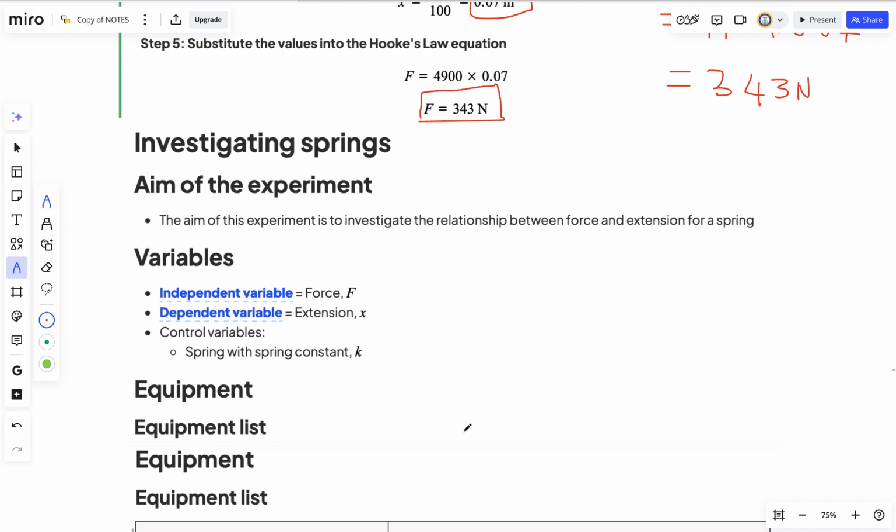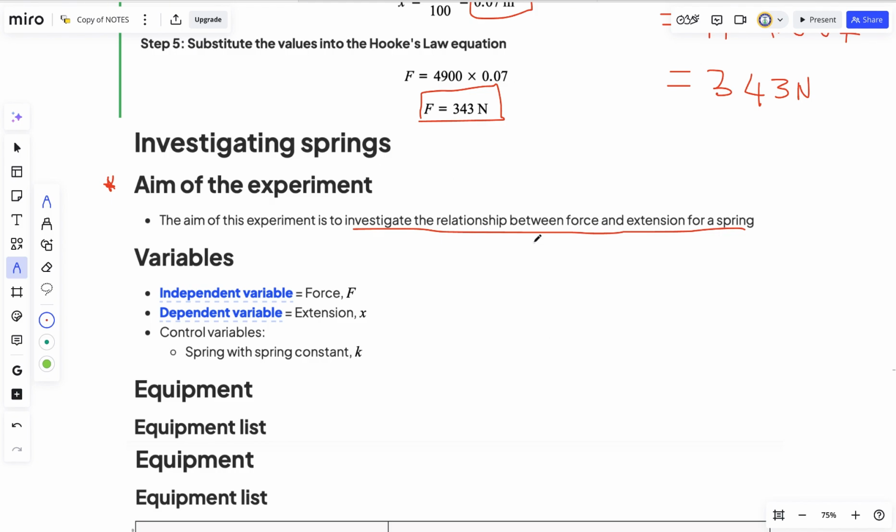Now to do this, we say investigating the spring. How do we investigate the spring? First, we're going to do an experiment. Now we state the aim of the experiment. So when you are doing this, you write the aim of your experiment. What's the aim of this experiment? The aim of this experiment is to investigate the relationship between the force and extension of a spring. We're talking about Hooke's law, which states that the extension produced is directly proportional to the stretching force, provided the elastic limit is not exceeded.